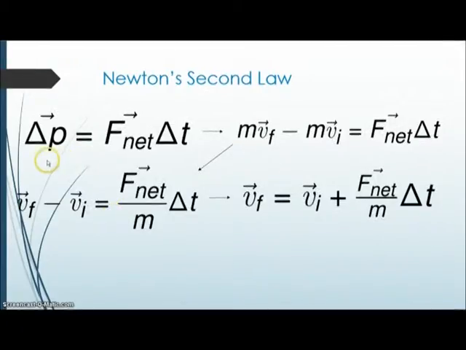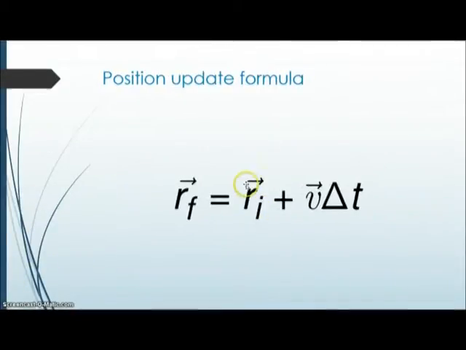We use Newton's second law, which starts out with delta P equal to F net delta T, and when you derive it through all this, we get V final, which equals V initial plus F net over M times delta T. We also use our position update formula, which you can see here. Position final equals position initial plus velocity times delta T.